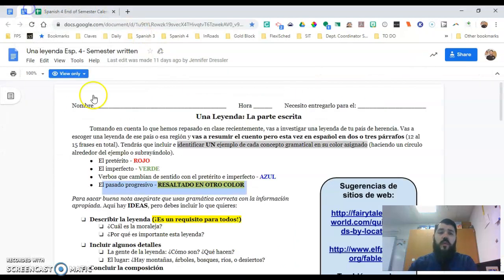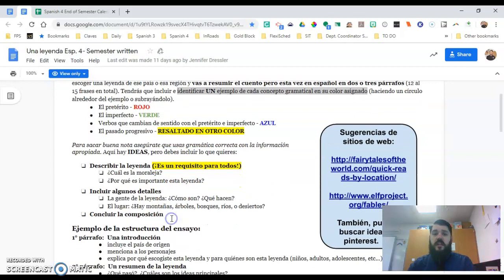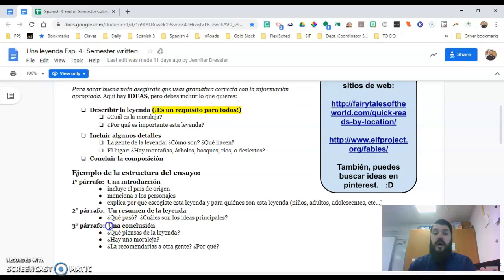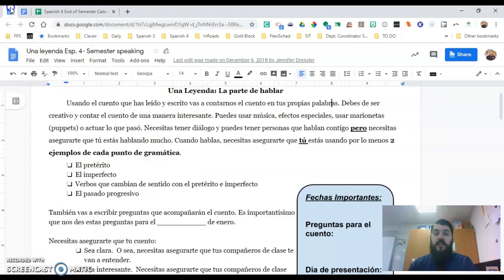So whereas in the written portion, you're talking about where it's from, describing the people, summarizing it, and then at the bottom, you are going to have the conclusion. But this is a retelling. So you're really going to have a lot of other tenses as well. Anyway, you are going to be creative and tell us in a fun way.